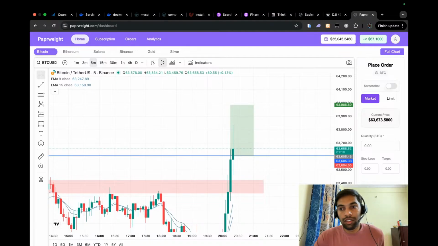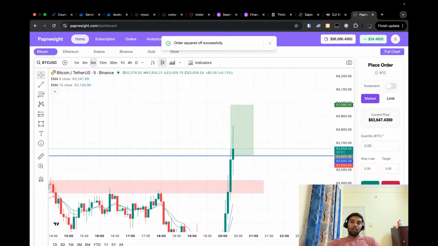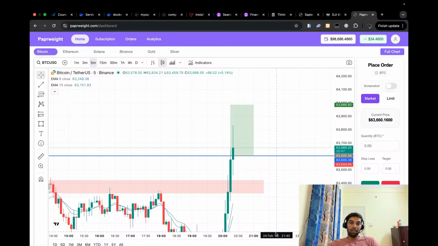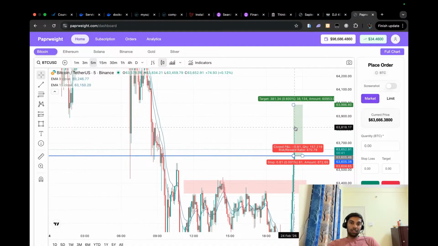So it reversed a lot. Although it's 1 minute to close this candle. So guys, it took a great reversal against us. That's why I squared off this position. It faced rejection from here.